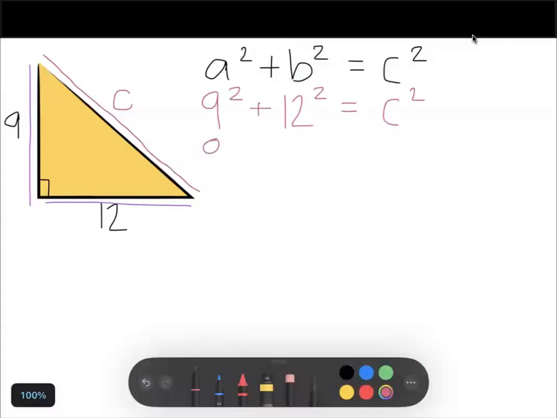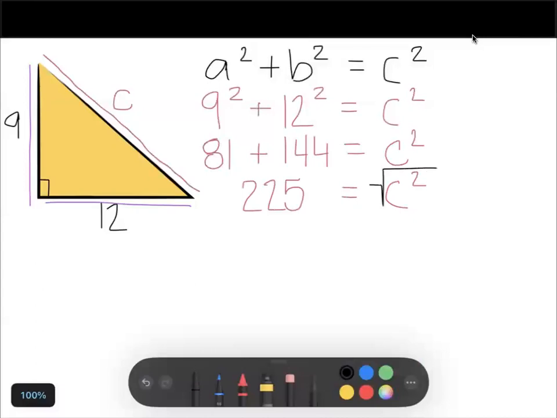9 squared is 81 plus, and then 12 squared is 144 equals c squared. Now for my next step, I need to add 81 plus 144, and that equals 225, and it still equals c squared. So I want to find out what c is, not c squared. So that means I need to find the square root of c squared and the square root of 225.